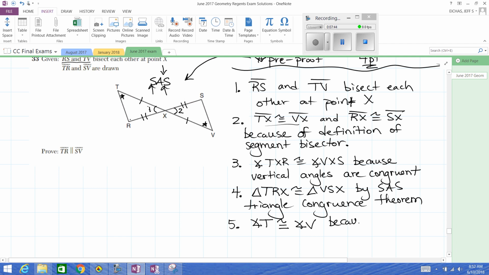And I'll write this out, but you might be able to get away with CPCTC here. I'm going to write it out, though, because the key word to this is corresponding. When I see corresponding written, now I'm convinced that the student knows what they're talking about here. So corresponding parts of congruent triangles are congruent.